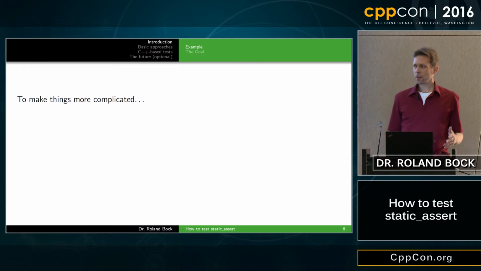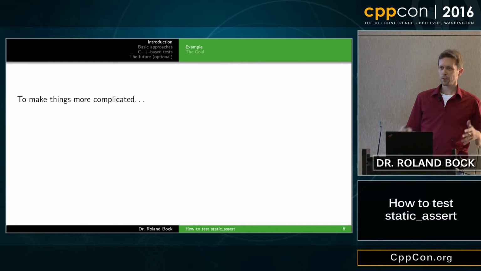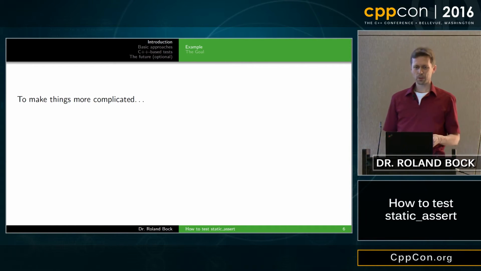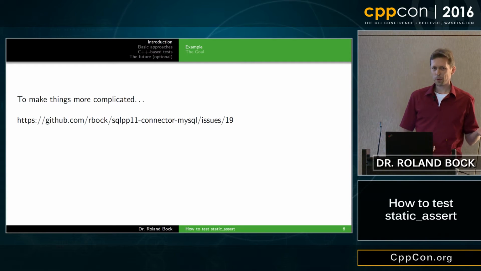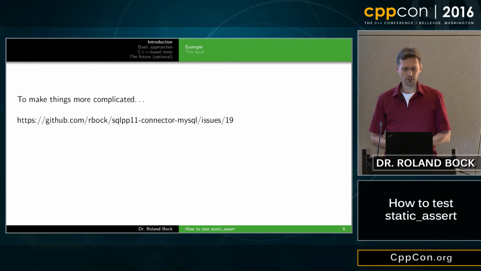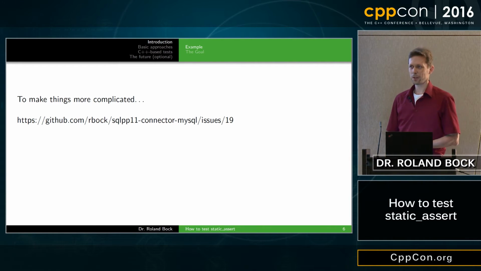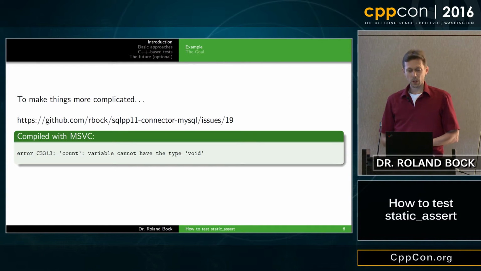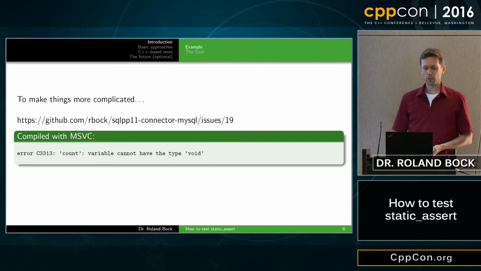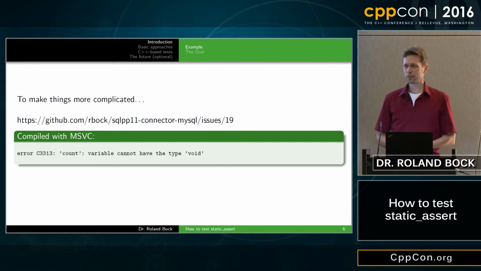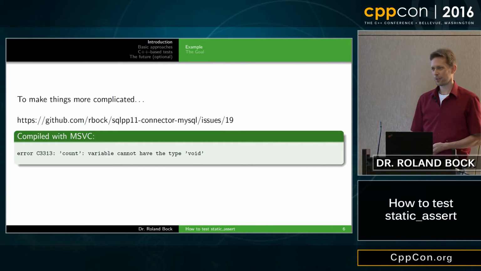And to make things even more complicated, not only do we have to figure out whether everything is okay, but there's also this issue that I received a few months ago for the connector library for SQL++11 from someone who used the Microsoft compiler, so MSVC, and for the same code that I showed before, Microsoft just says, well, variable cannot have type void. Okay, that is not very helpful. And the static assert is gone.